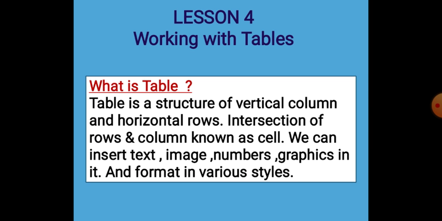So children, first we will understand what a table is and when it is used. Children, table is a structure of vertical columns and horizontal rows, or you can say table organizes our text in the form of rows and columns, and intersection of rows and columns is known as a cell. It is the smallest unit of a table and actually we enter our data in the cell.